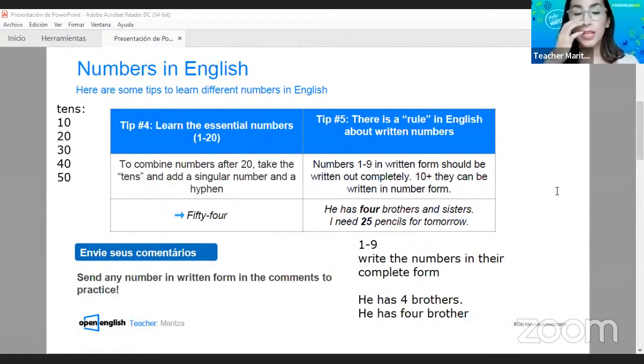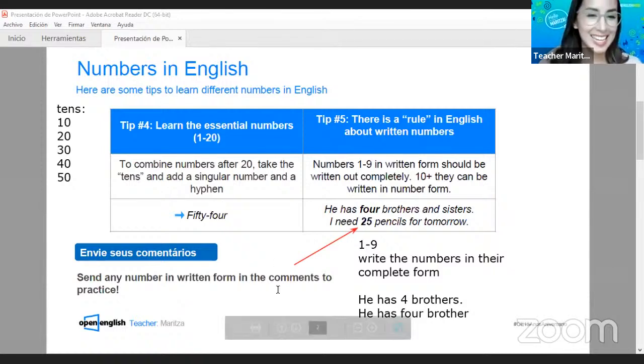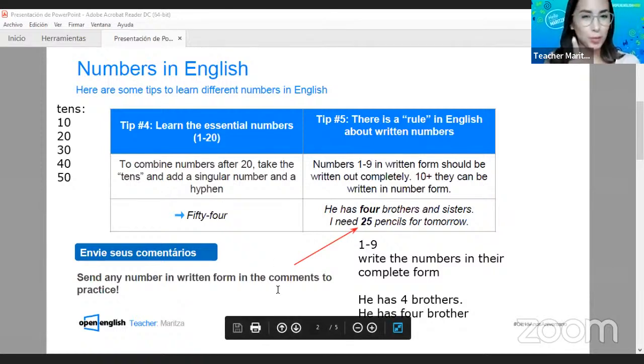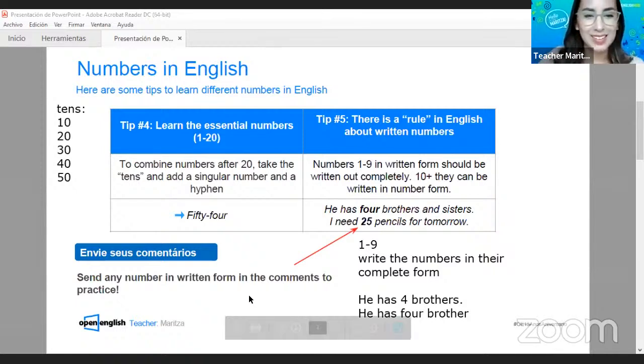10 and above, so 10 to 100 to 1 million to 2 billion, we can write in number form when we are writing a number. For example, I need 25 pencils for tomorrow. I wouldn't write out 25 like T-W-E-N-T-Y-F-I-V-E. I wouldn't write out those kind of long words. I can write just the number. So remember that rule when you're writing in English. Not everyone follows it, but it's a rule that I'm super strict about still.